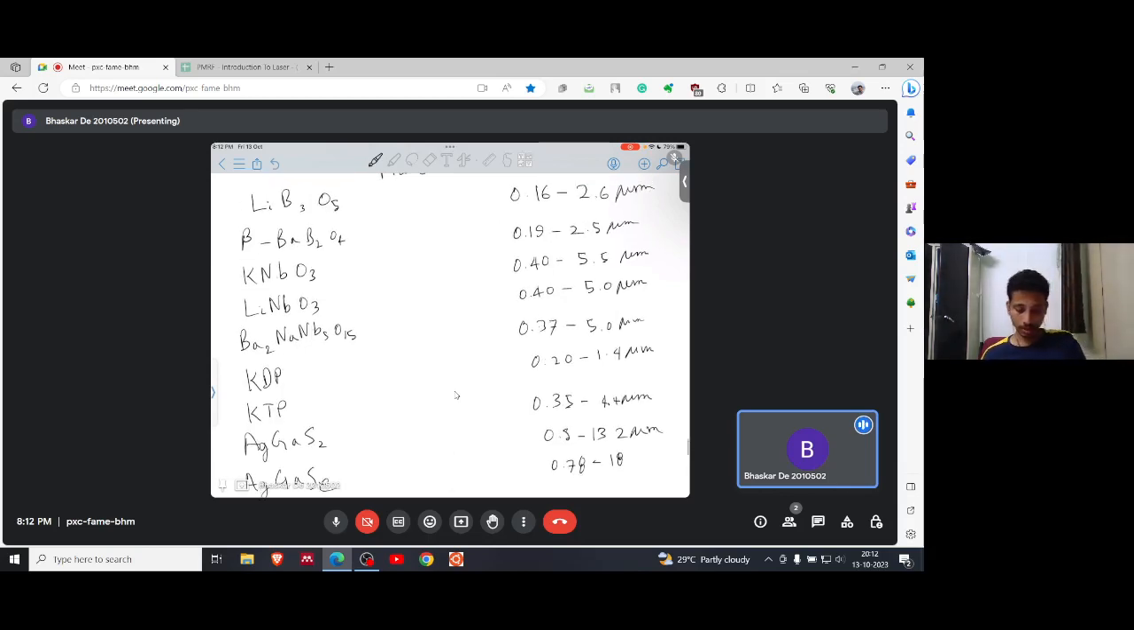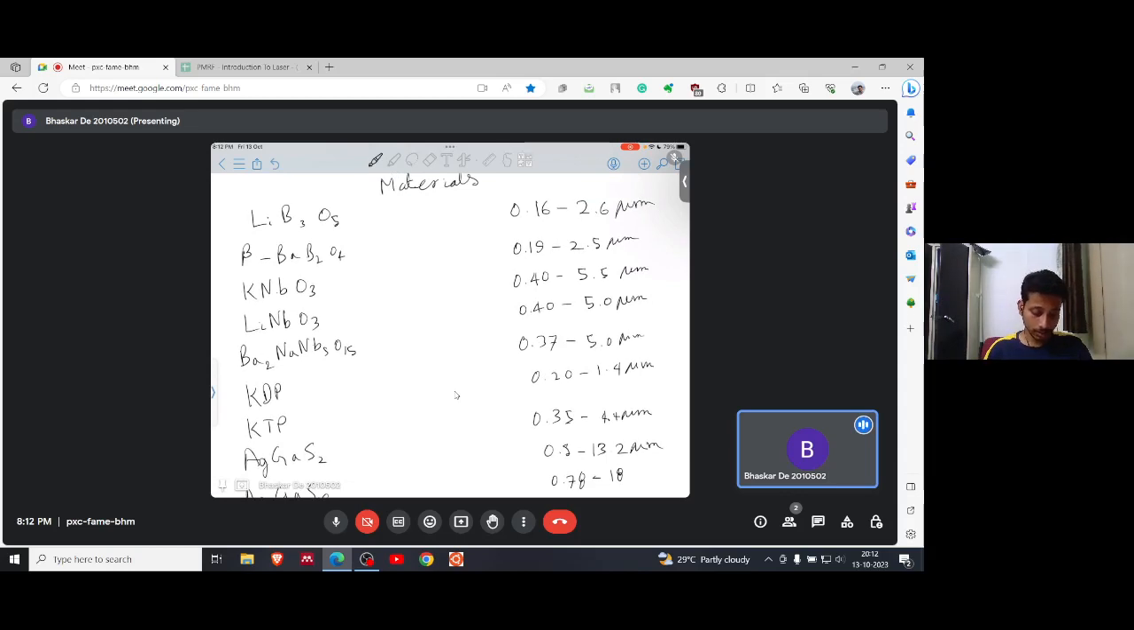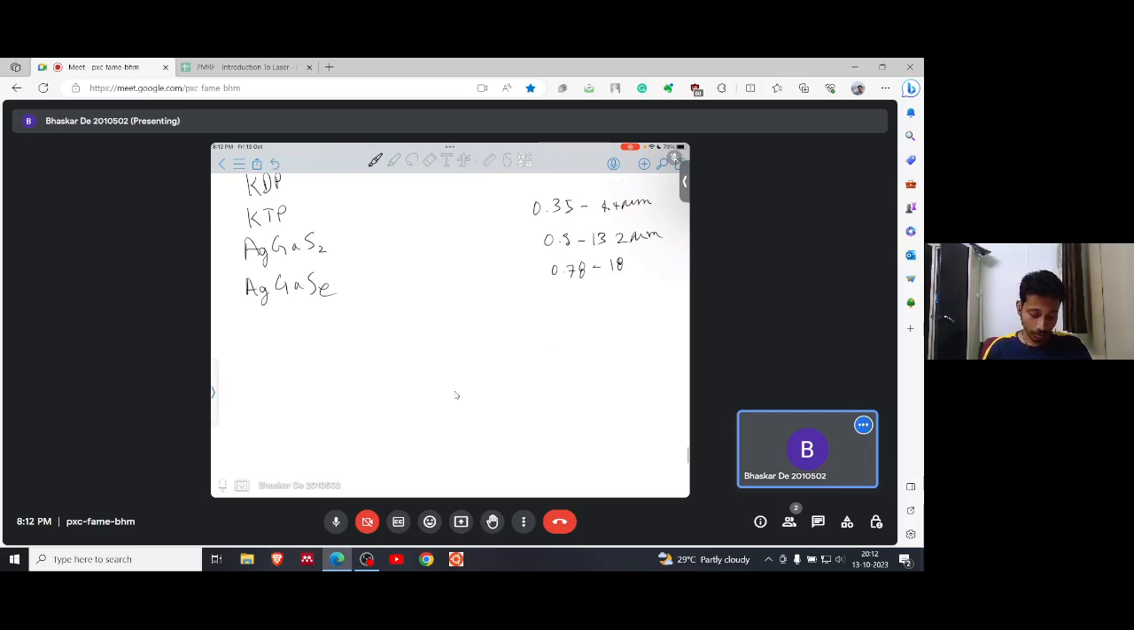So these are the transparency regions. Among these, one is particularly famous for second harmonic generation, which is widely known as the BBO crystal.